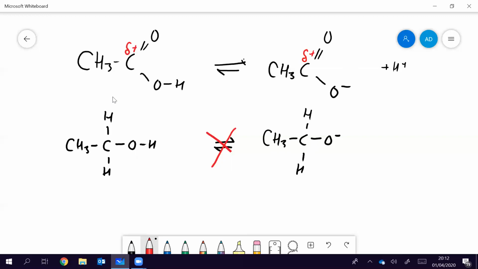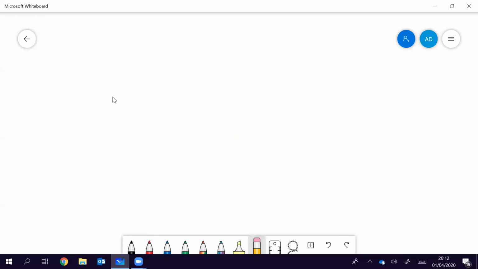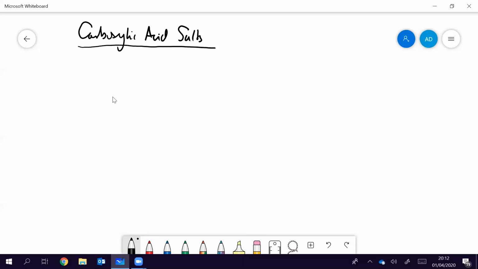Okay, so a little bit more about carboxylic acid salts. Just if we go back to GCSE, we've got an acid, HCl, and we add an alkali to that, NaOH, we're going to form sodium chloride, which is a salt, and we're going to form water.